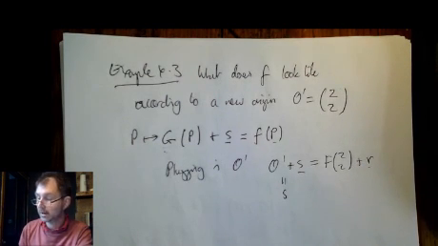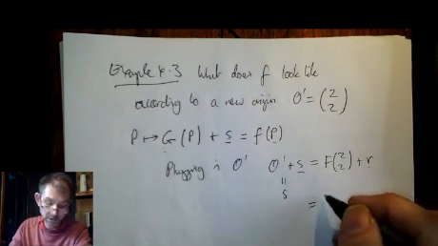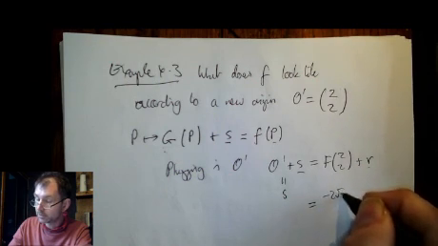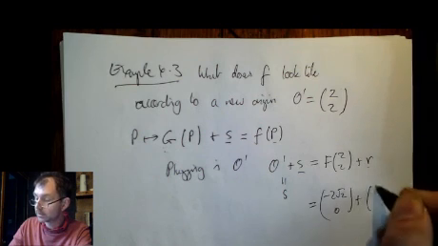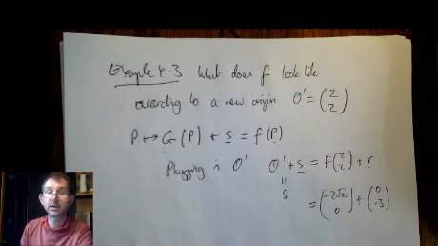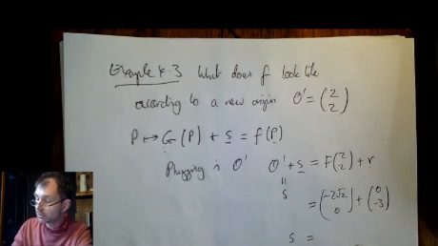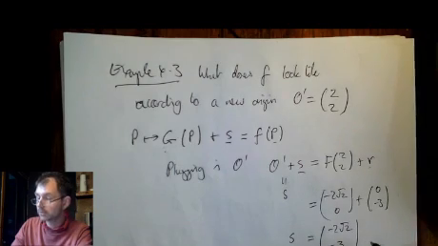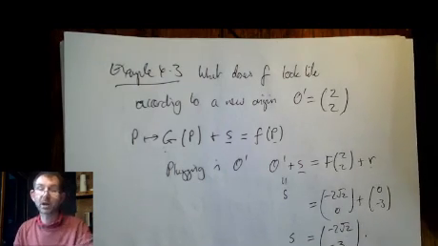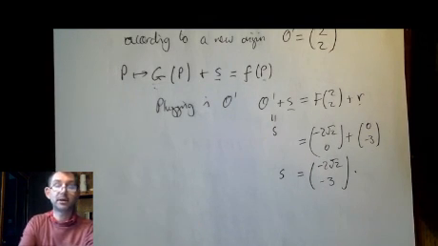And if you work that out, then this turns out to be minus 2 root 2, 0. And R here, of course, is 0, minus 3. And so, adding all that together, we get that our new translation vector is just going to be minus 2 root 2, minus 3. So that explains the example 4.3.